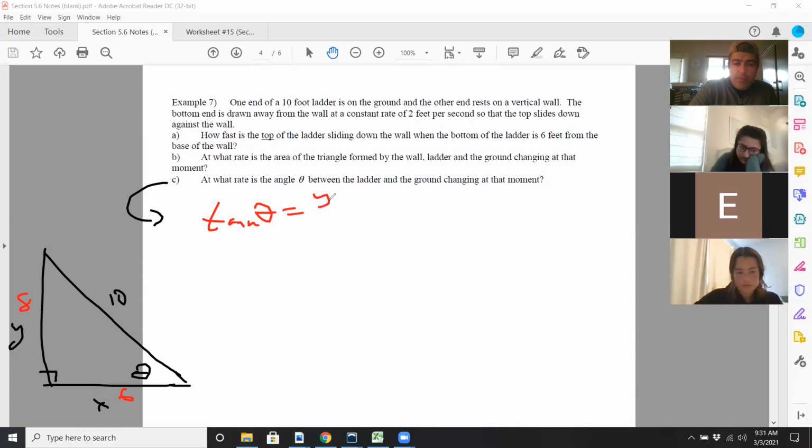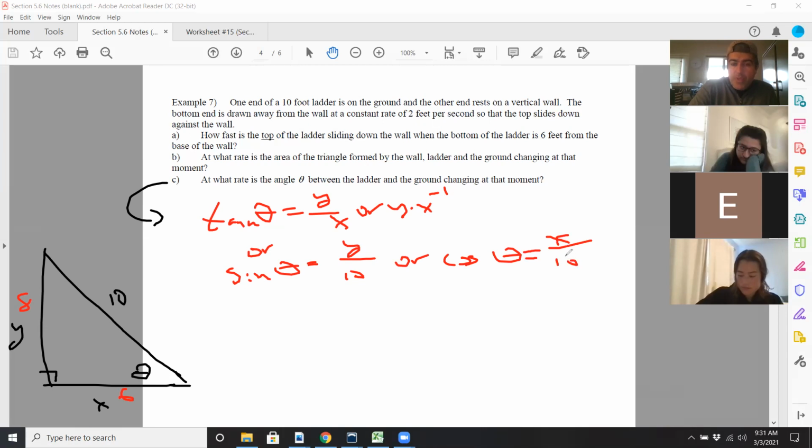And then you do quotient rule. Or you could write it like this and do product rule with the chain rule if you want. Or why not do sine theta, y over 10, because the hypotenuse is static. Or why not do cosine theta, x over 10. Personally, I would do sine or cosine, even though tangent seems tempting because we deal with that often in these kinds of trick situations. But sine or cosine might be easier because you don't have to do a quotient rule.